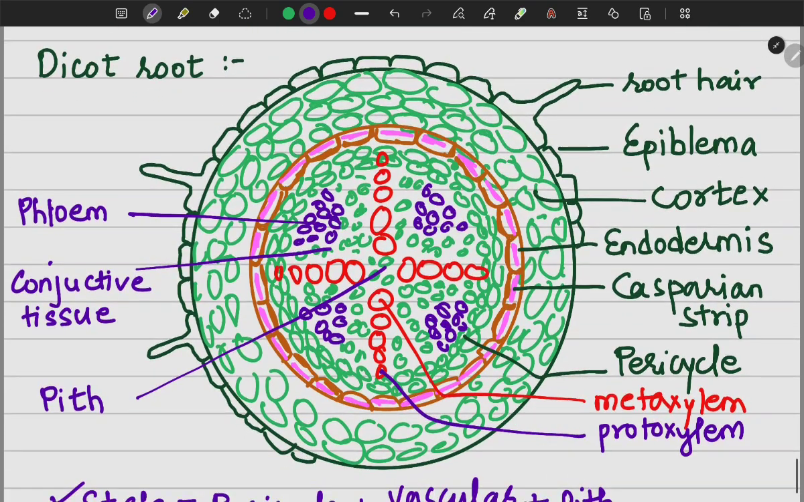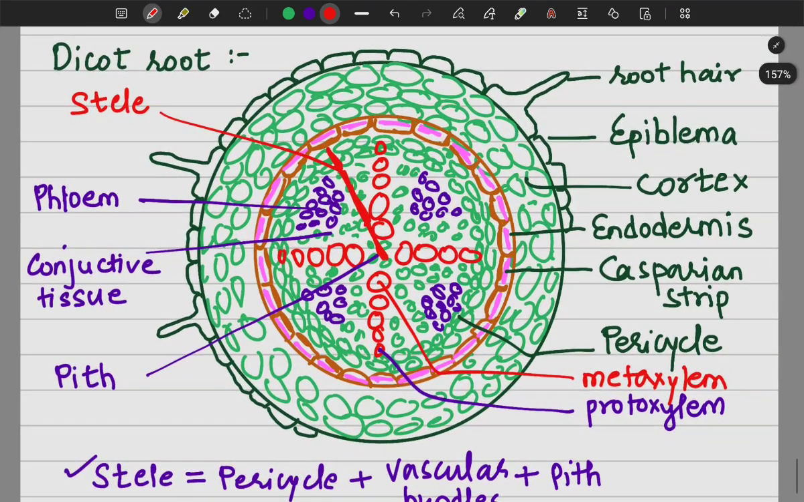Alright. So from this portion, this is the pericycle, then this portion is the vascular bundle and this portion is the pith. So from here to here it is stele. So this was about the anatomy of dicot root. I hope it is more clear to you with the help of the diagram, all the layers from the epidermis to the pith. Alright, so let us move on to the anatomy of monocot root.